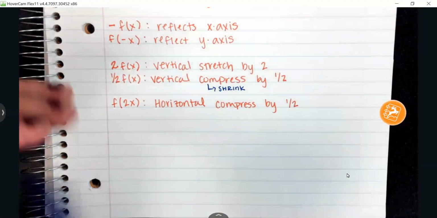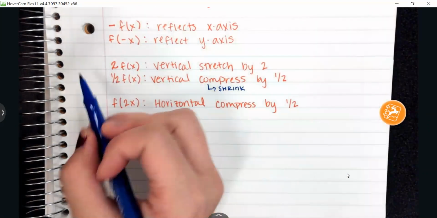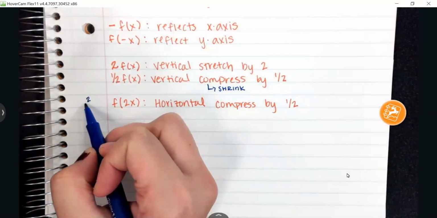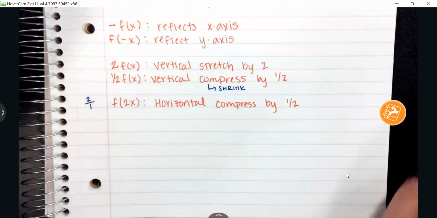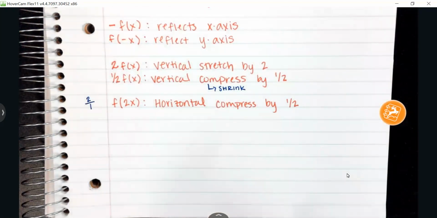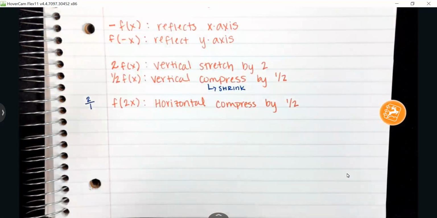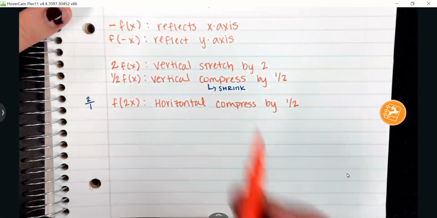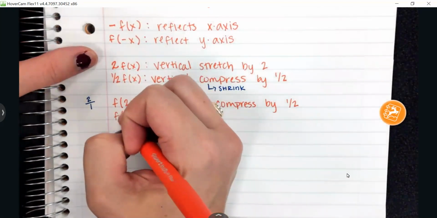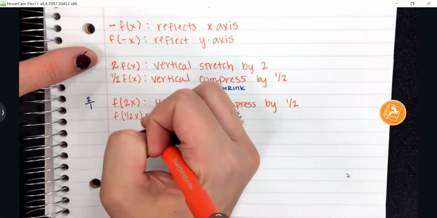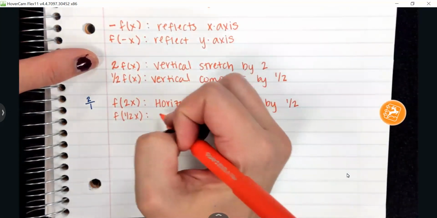So how can I remember that? Right here, this is basically a 2/1. And if I flip it, it becomes a 1/2. Okay. So if I have f of 1/2 x, it's still horizontal.